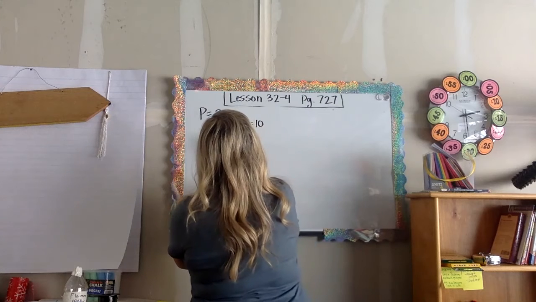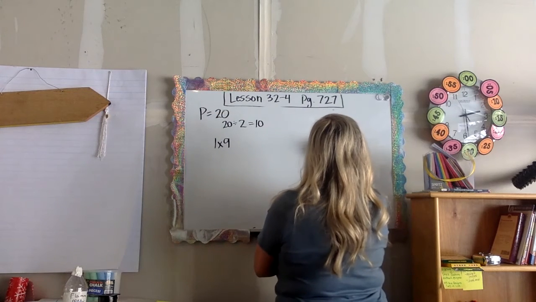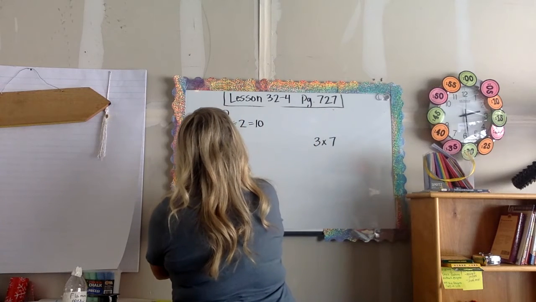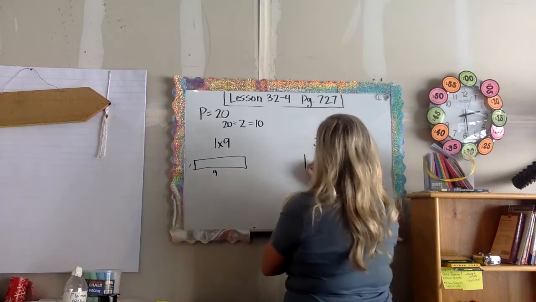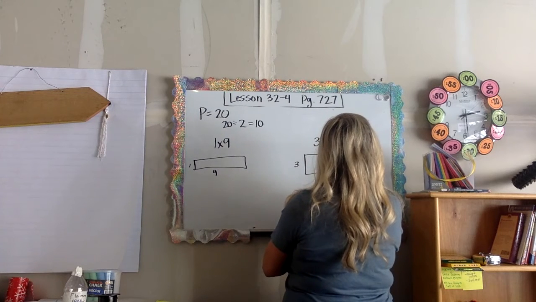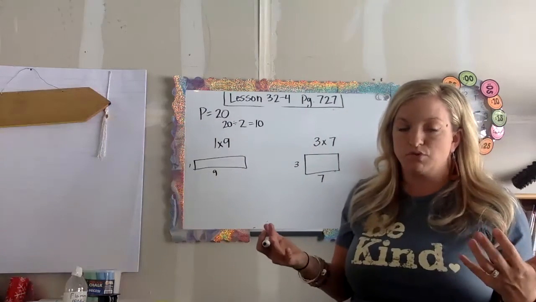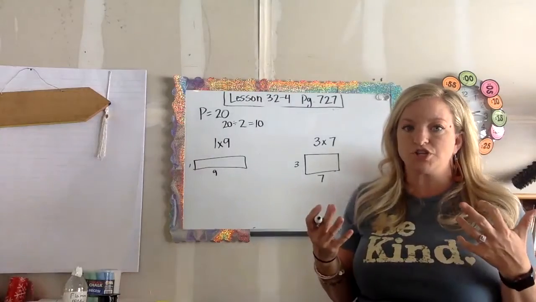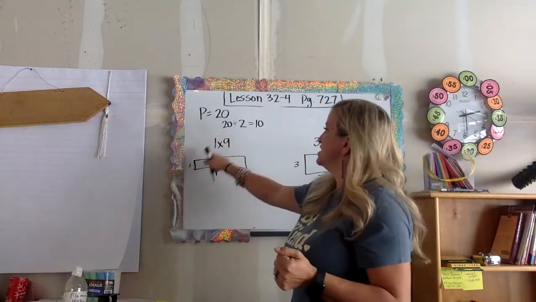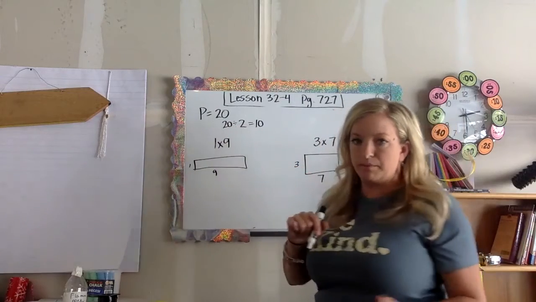So I can have one that is 1 by 9, and I can have one that is 3 by 7. So I'm going to do this, 1 and 9, and this one is 3 and 7. All right, so now I know I'm going to have the same perimeter because I used my cool strategy of making sure that both of these equal half of my perimeter. 9 plus 1 is 10, which is half of my perimeter. 7 plus 3 is 10, which is half of my perimeter of 20.